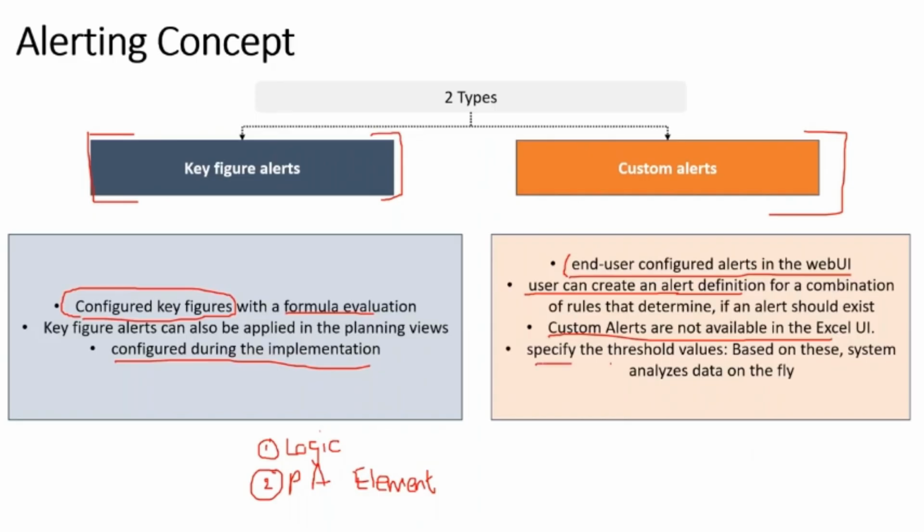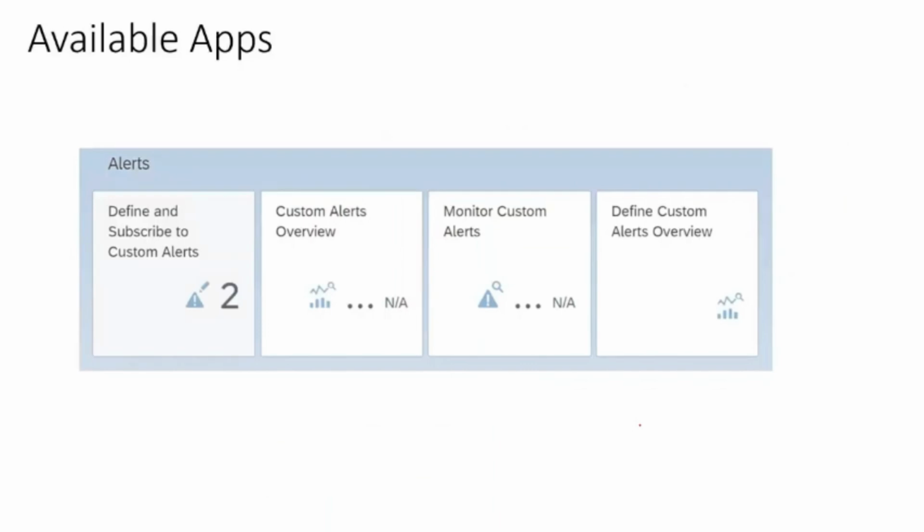We specify the threshold values for an alert, for example if key figure x is less than 10,000, or if key figure x is 50% less than key figure y, and so on. We specify those thresholds, the system does the analysis calculation, and then it shows us the alert. There are 4 apps available, under a group called alerts.